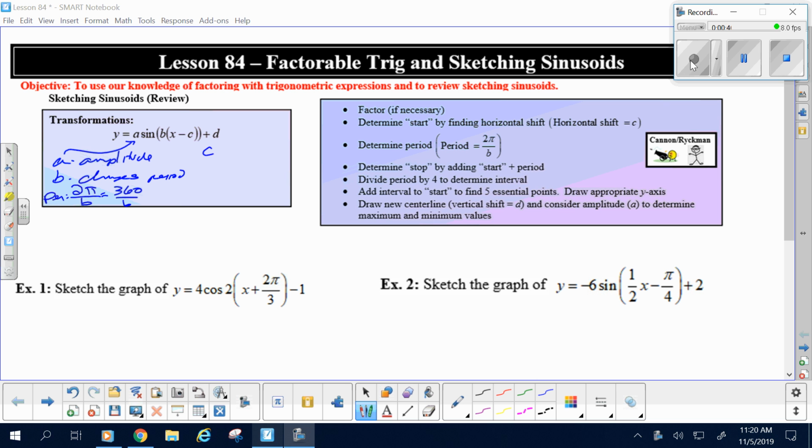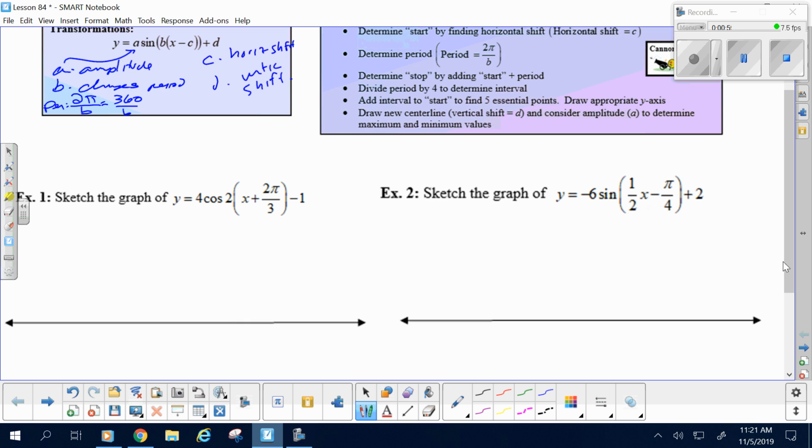It's the horizontal shift. And Sims, what about D? Middle vertical, something like that. Vertical shift or center line. Good deal. Let's review the process that we talked about earlier.